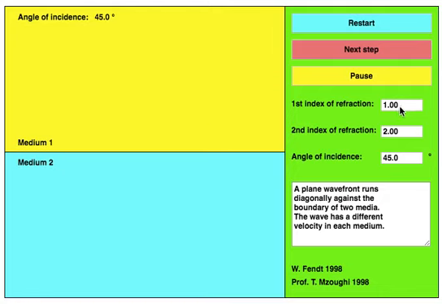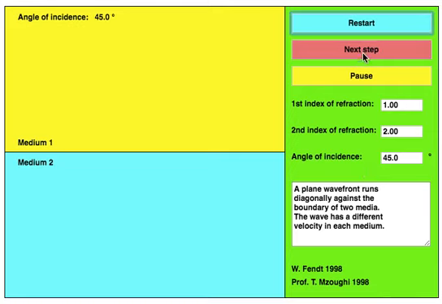First of all, notice medium 1, index of refraction of 1, so air. Medium 2, index of refraction of 2. So, I don't know, some kind of dense material. It's not quite diamond, but it's a lot more than glass or water. And our angle of incidence is going to be 45 degrees. So, let me just show you a couple things.